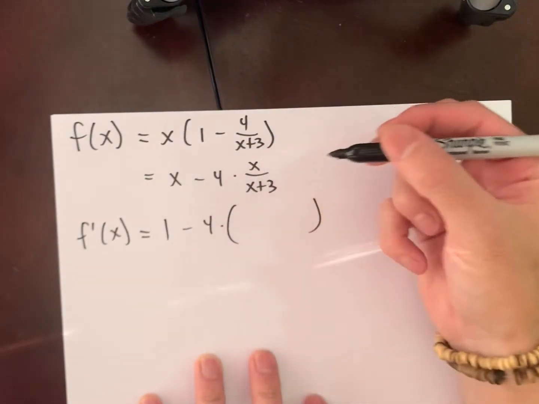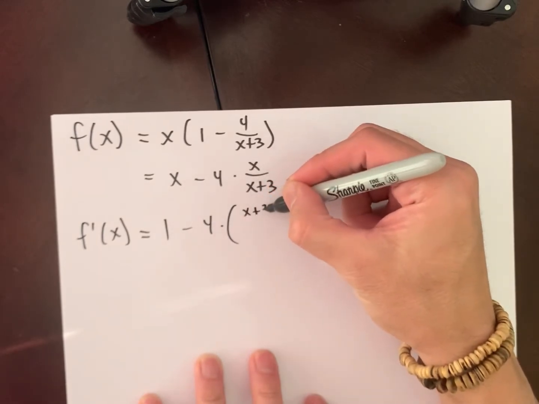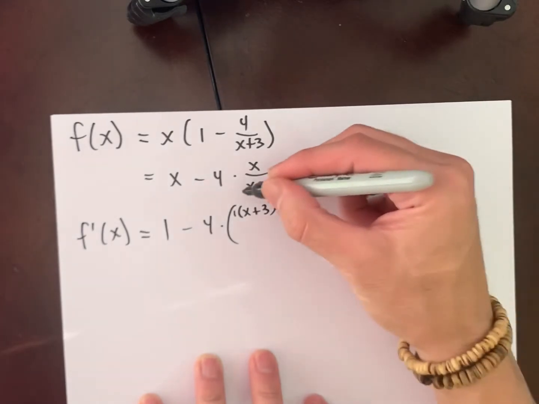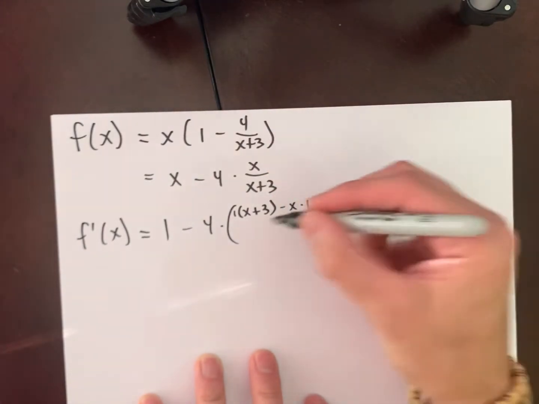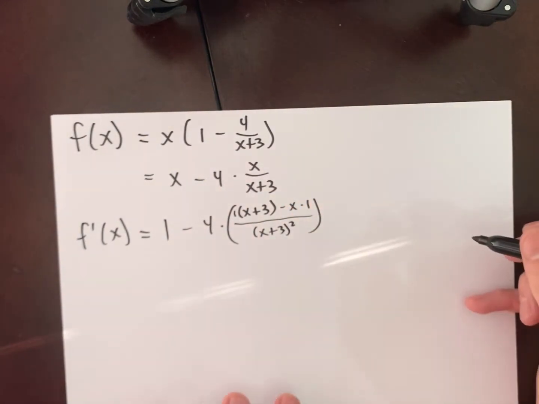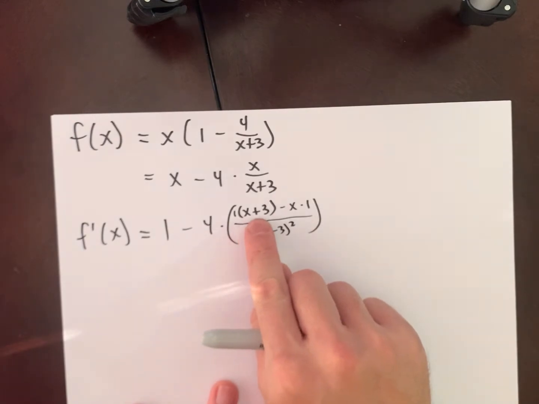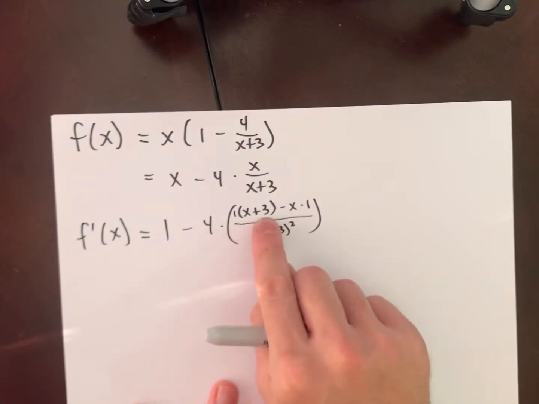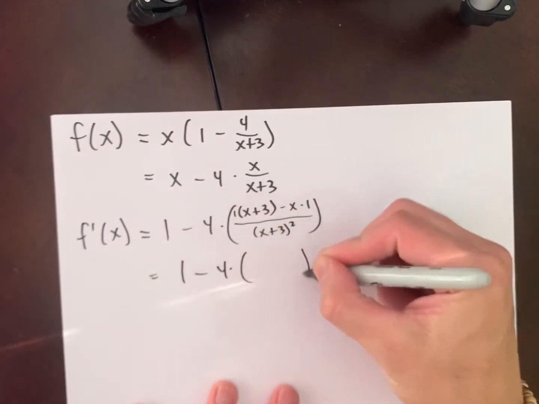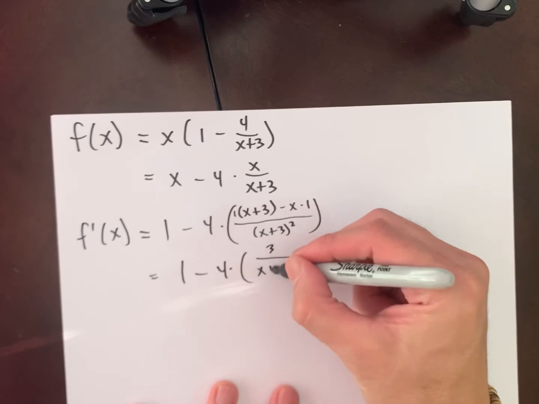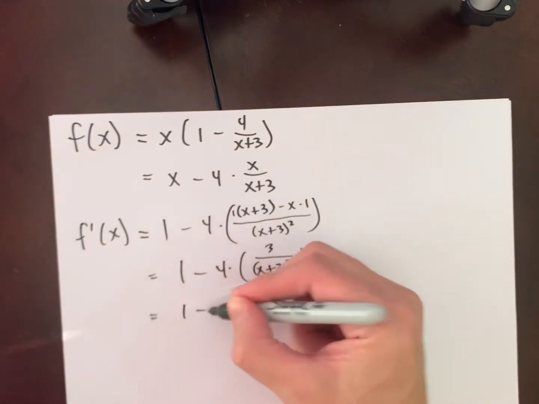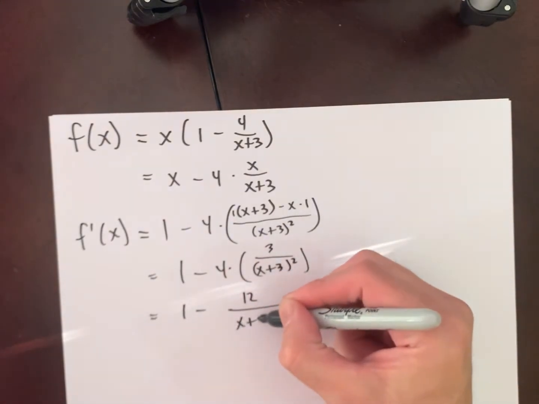So we hit this with the quotient rule. Bottom times the derivative of the top, which is 1, minus the top times the derivative of the denominator, which is 1, over the bottom squared. And now what we can do, I suppose, is in here, x plus 3 times 1 is just x plus 3 minus x. The x's knock out. So inside, we really just have this left, like that. And let's call this a 12 over this stuff here.